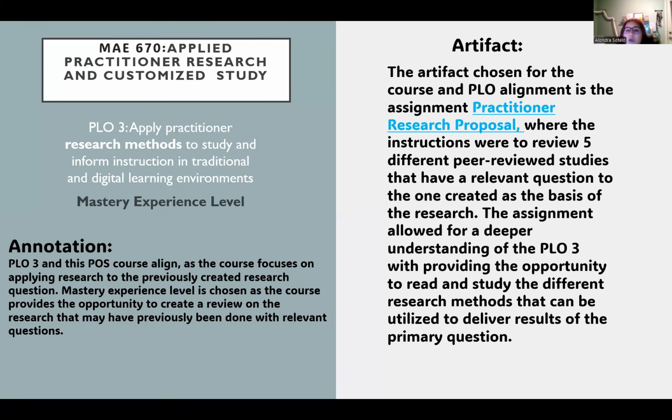So I chose the artifact, Practitioner Research Proposal, where the instructions were actually to review 5 different peer-reviewed studies that have a relevant question to the one created as the basis of the research. So the question that we created on our own, finding those different variable relationships, took 5 different peer-reviewed studies and really analyzed those, which is where the alignment goes, knowing how to apply those research methods. So learning what research methods are out there and how to actually implement them. The assignment allowed for a deeper understanding of PLO 3 by providing the opportunity to read and study the different research methods that can be utilized to deliver results of the primary question.